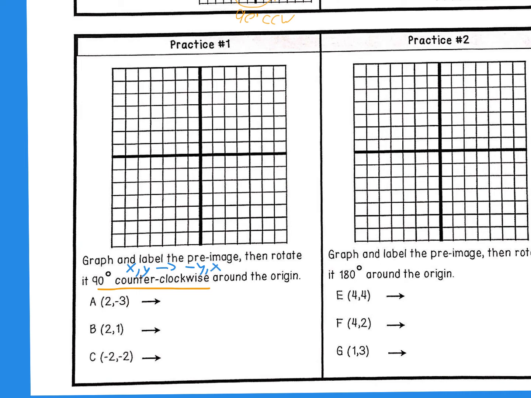Such that my A prime will become (3, 2). B will become B prime at (-1, 2). And C will go from (-2, -2) to C prime of (2, -2). So we took our pre-image here in red, and we rotated it 90 degrees counterclockwise to give us our image in blue. Now because they overlap, I've not labeled the points specifically, but essentially we have a counterclockwise rotation of 90 degrees.